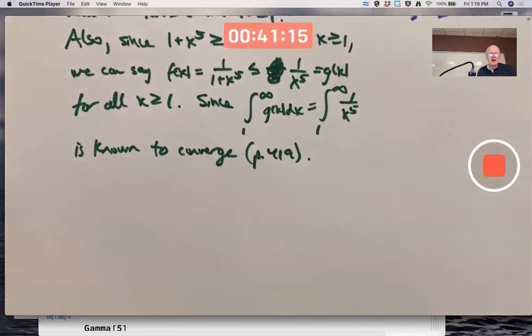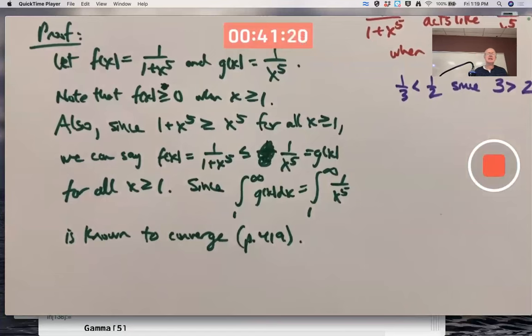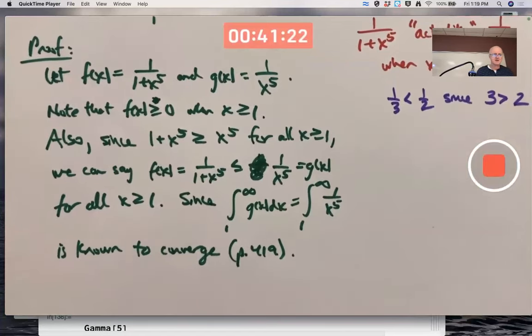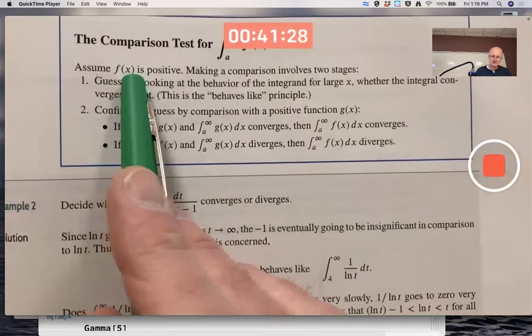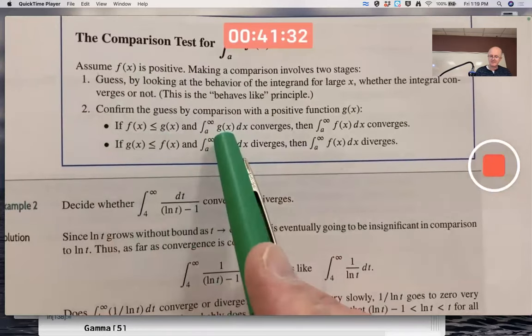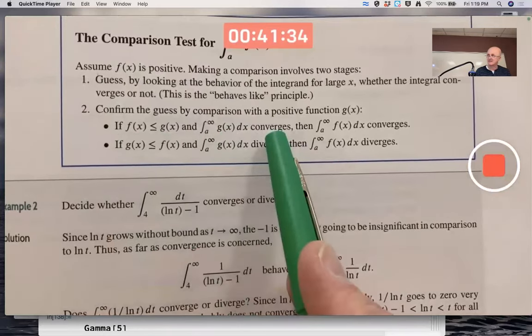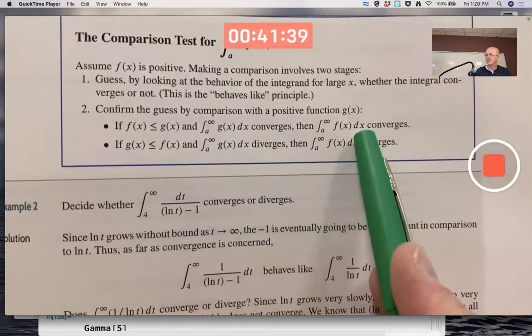What do we do next? Are we done? No, we're actually not done. We need to state our conclusion. We have set things up so that we can apply the comparison test. We have verified f of x is positive. We have verified f of x is less than or equal to g of x. We have verified by a known fact that the integral of g of x converges. Therefore, by the comparison test, the integral we're interested in converges as well.